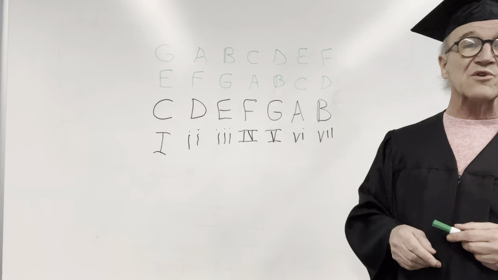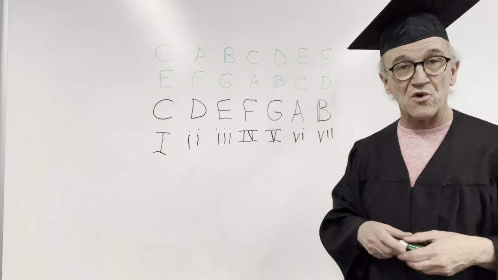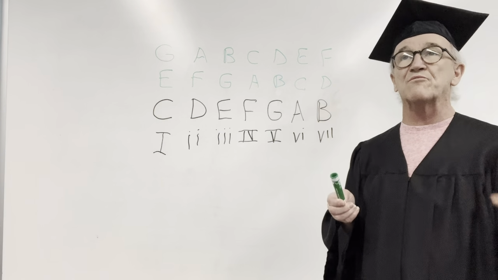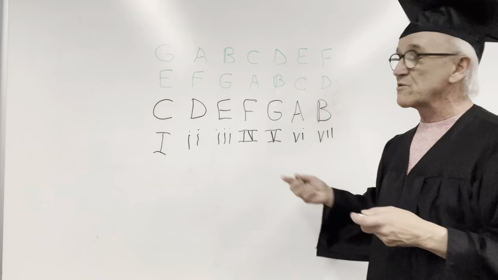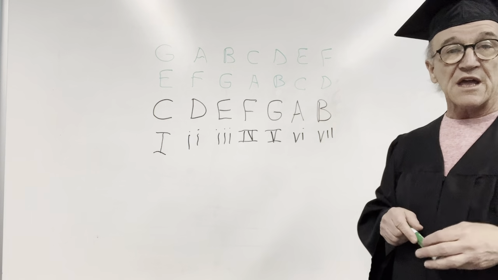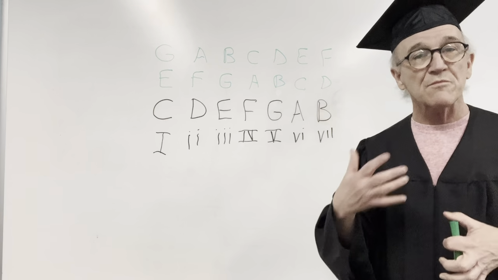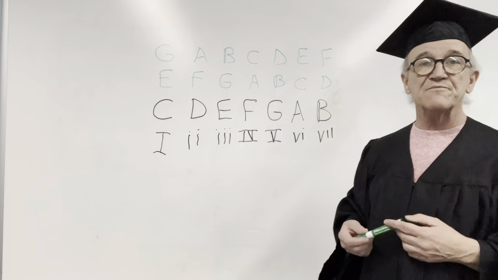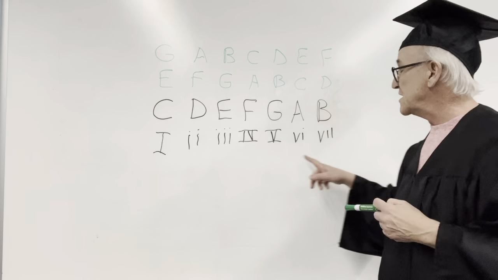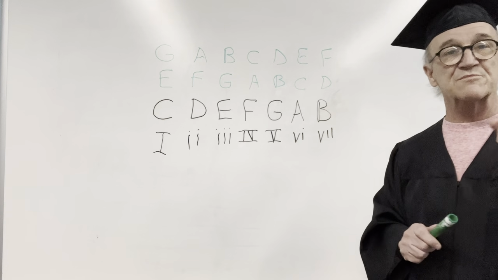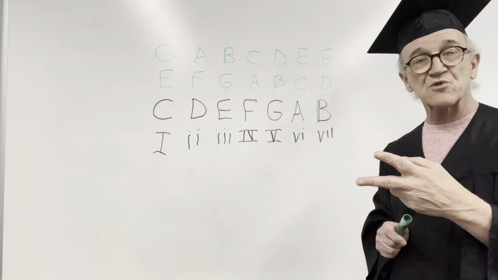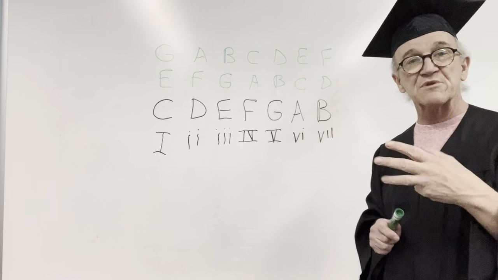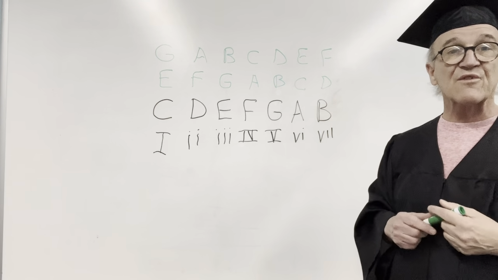Let's write down the real names of them. This is mainly for people who can play some and want to understand what's going on, okay? You've heard the major, minor, diminished, augmented, whatever. There are, in a major key like this, three types. There's major chords, there's minor chords, and there is one diminished chord, okay? Let's fill them in.